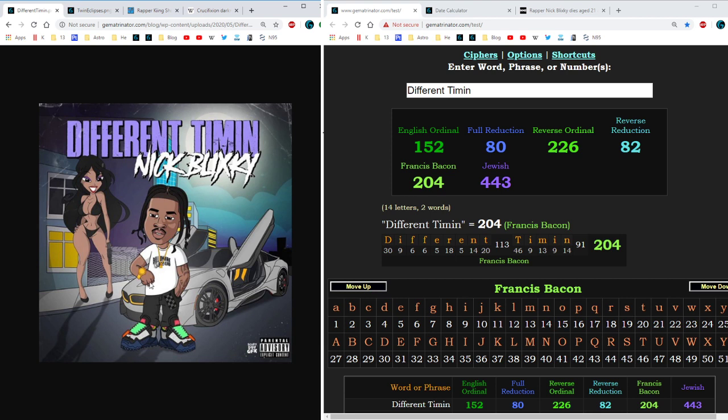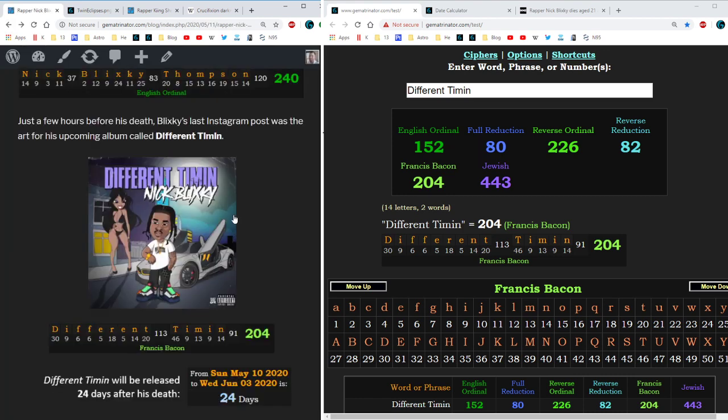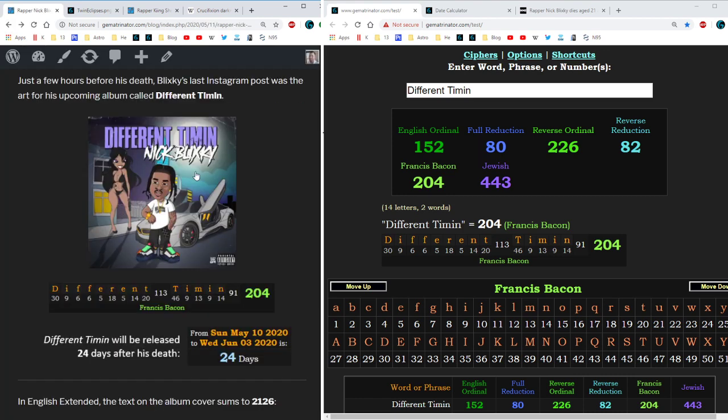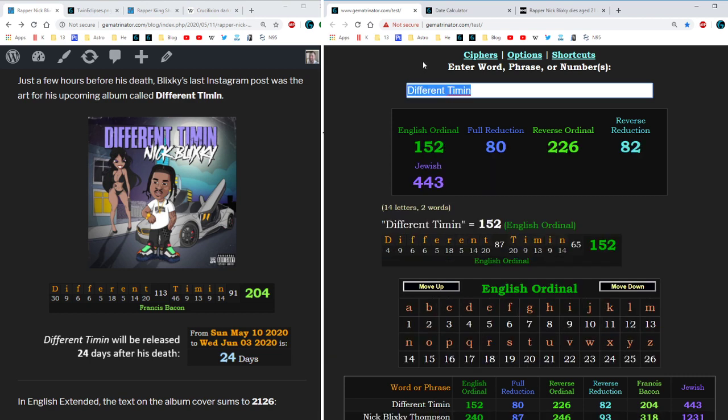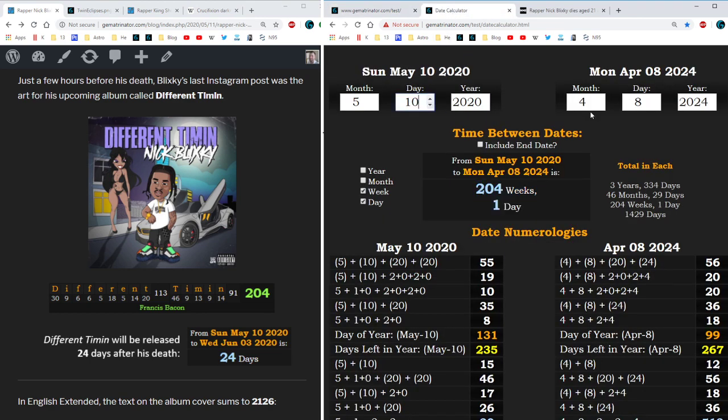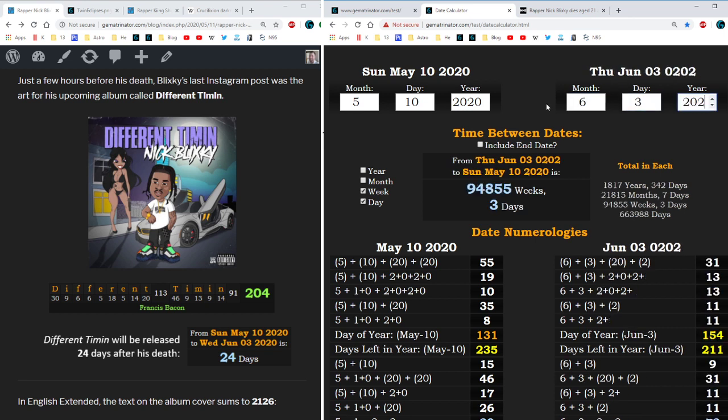So, it's possible this is someone who faked his death, but I don't really try to speculate on that too much. Just wanted to point that symbolism out. And now, if you measure from the date of his death, which was yesterday, May 10th, to June 3rd, when this album will be released, is exactly 24 days.